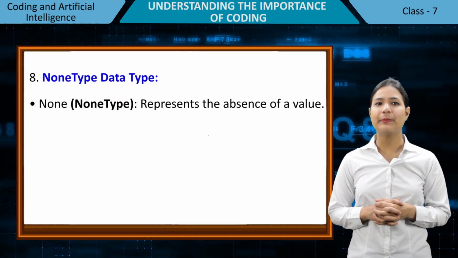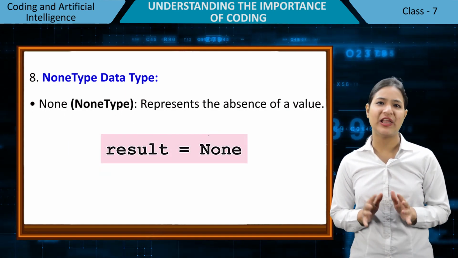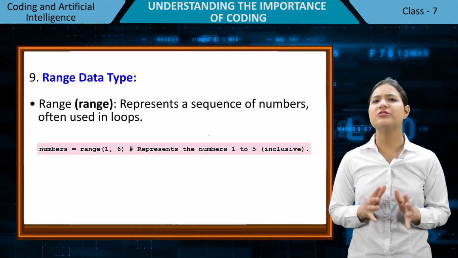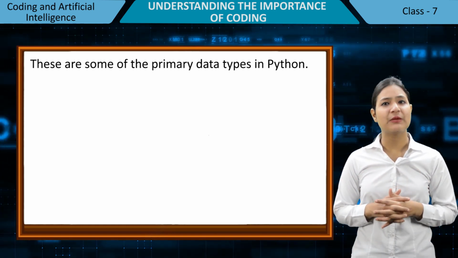Eighth, NoneType data type. NoneType represents the absence of a value. Ninth, range data type. Range represents a sequence of numbers often used in loops. These are some of the primary data types in Python.